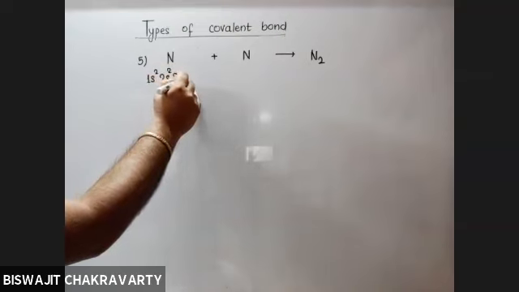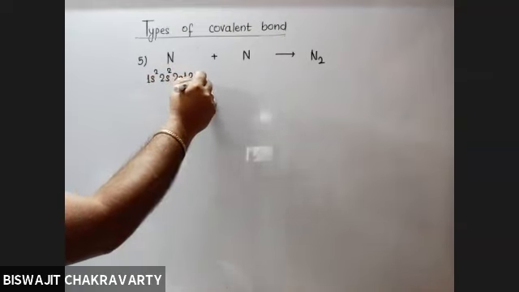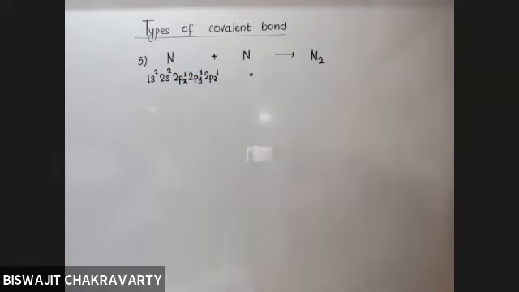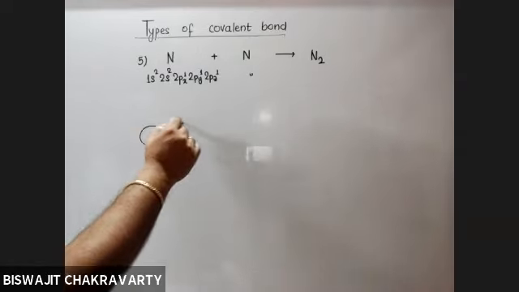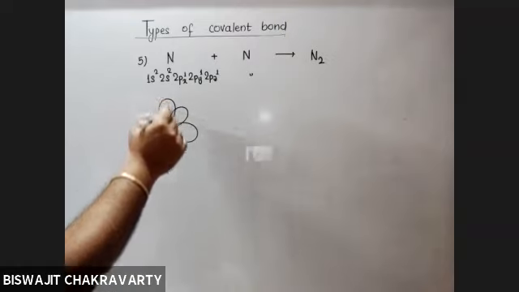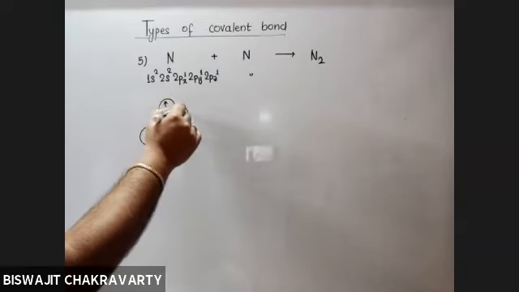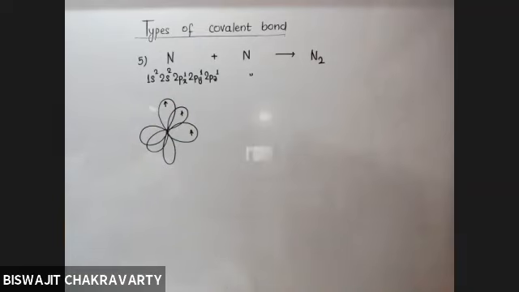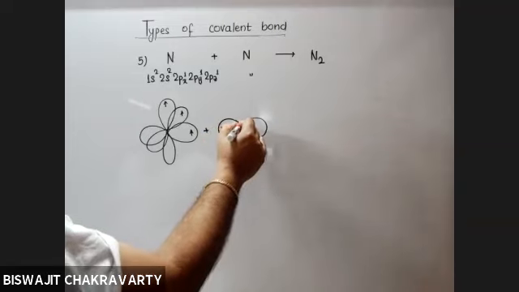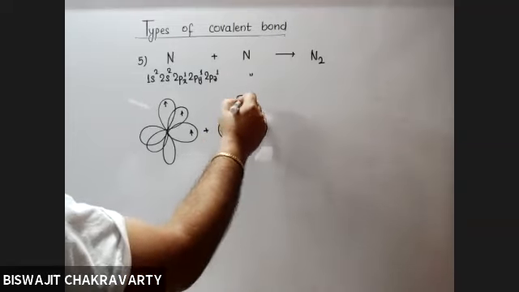1s2, 2s2, 2px1, 2py1, 2pz1, and that is also same. So total of how many unpaired electrons are there now? 3. So this is for one nitrogen: one, 2, and 3. This is another nitrogen: 1, 2, and 3.